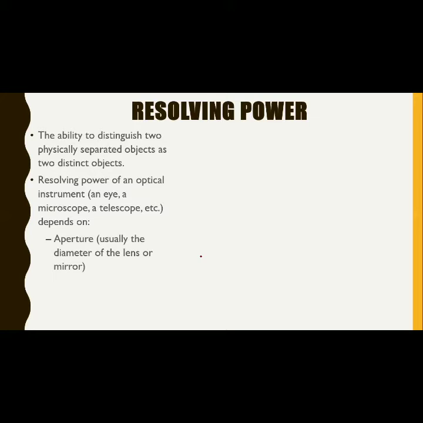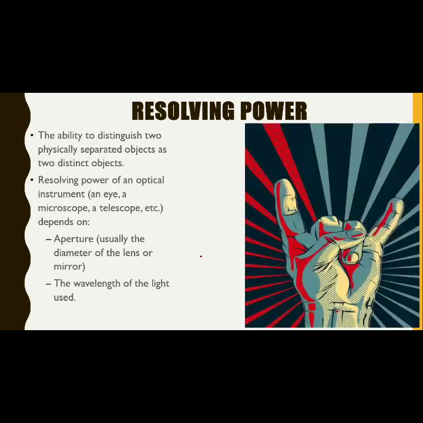Aperture means the size of that particular lens or the mirror, and the wavelength of that particular light which is being incident. Now, I already have given you an example. What do you mean by resolving or resolution? If there is a friend of yours showing you two fingers, and he's, let's say, standing maybe 10 meters away or even 1 meter away from you, at this distance you will be able to recognize the two fingers.